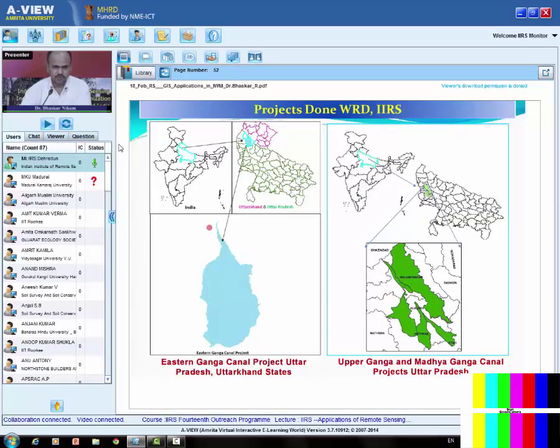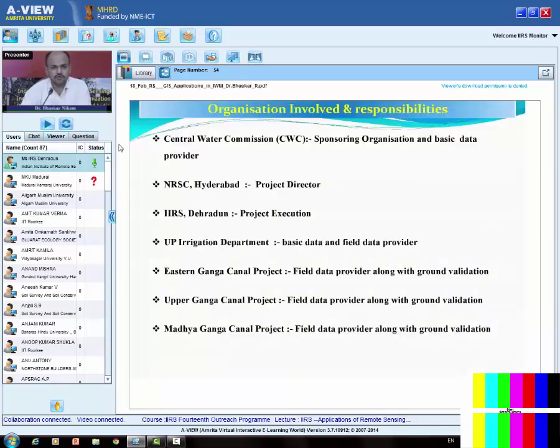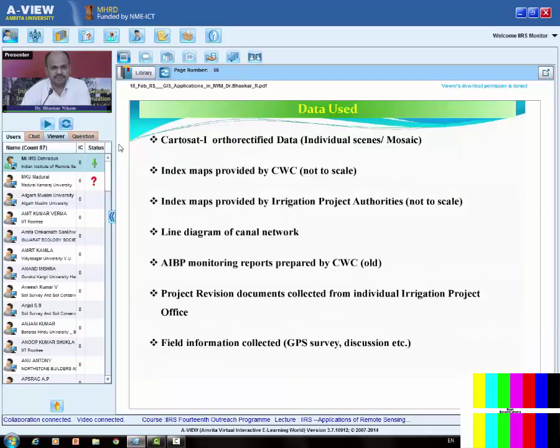So I'll discuss the Eastern Ganga Canal project, where I'll cover the mapping of irrigation infrastructure and monitoring of how it can be done using remote sensing. So you can see, I'll skip these slides. So this was the data used.